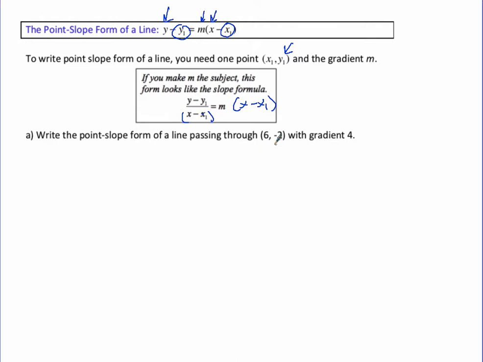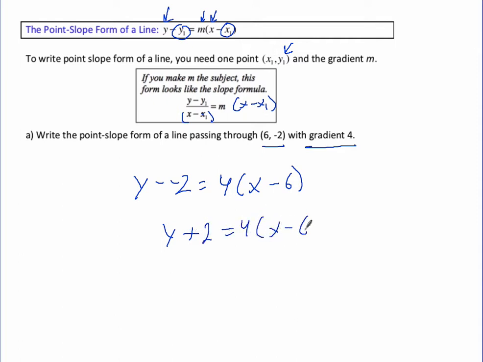Okay, so this one can be very handy, especially if you're given a point and the slope of a line. So here we have a point and a slope, so it's going to be y minus y1, which is negative 2, equals the slope times x minus x1, which you can simplify to y plus 2 equals 4 times x minus 6. And it's easy to change this to slope-intercept form if you need to.